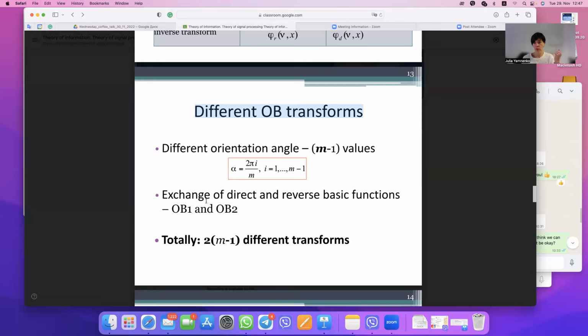So the first way to get a modification is the exchange of the direct and inverse basic functions, resulting in OB1 and OB2. And the second way is changing the orientation angle. That will result in m-1 different values. So we can use a different amount of angles, m-1. So in total we will obtain 2 multiplied by m-1 different modifications of the transform, or 2(m-1) different transforms.